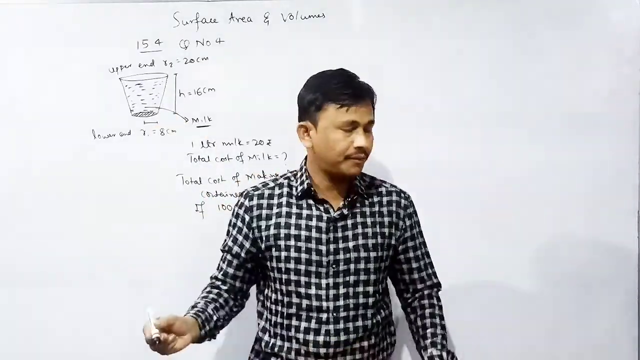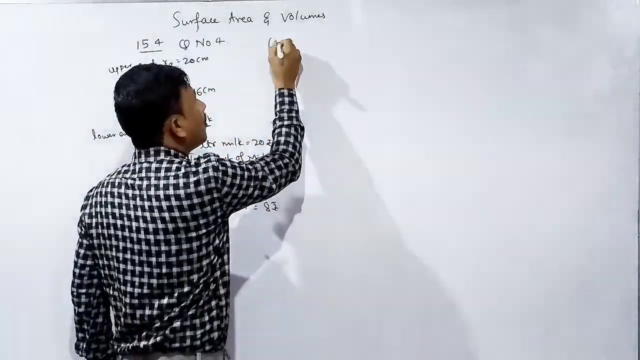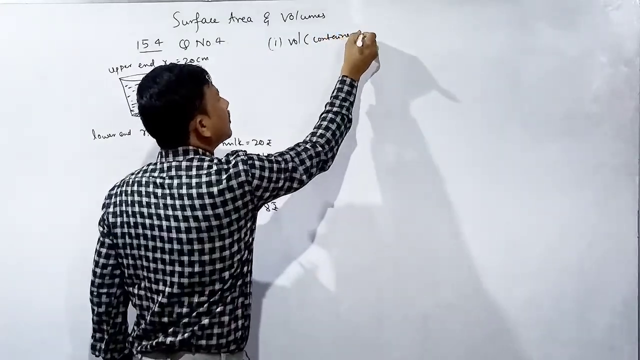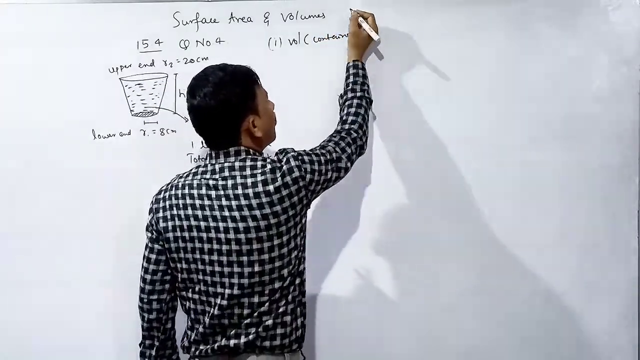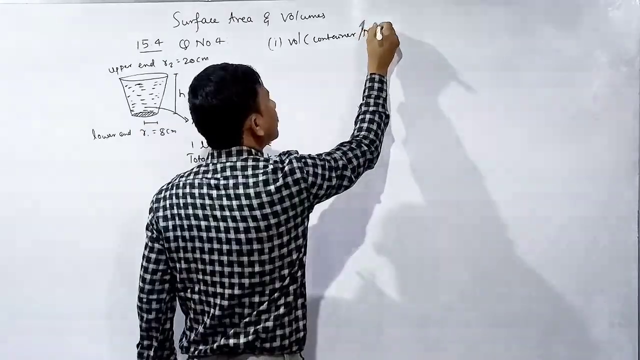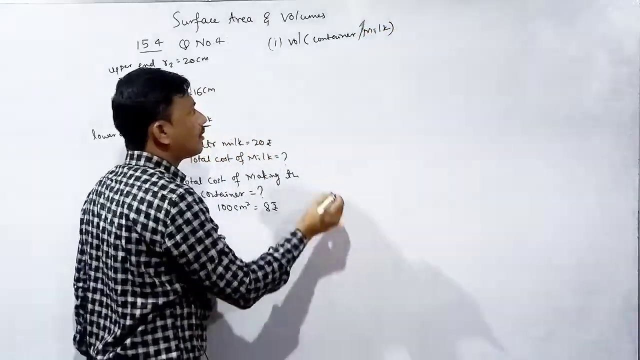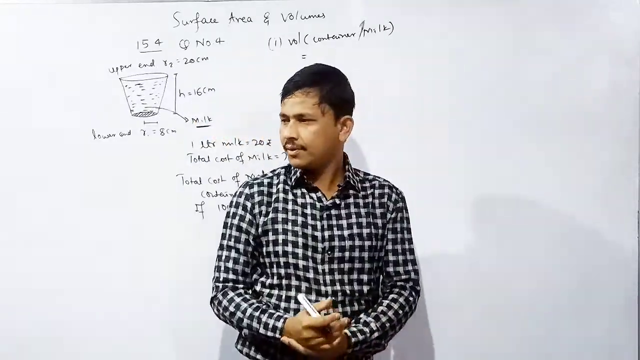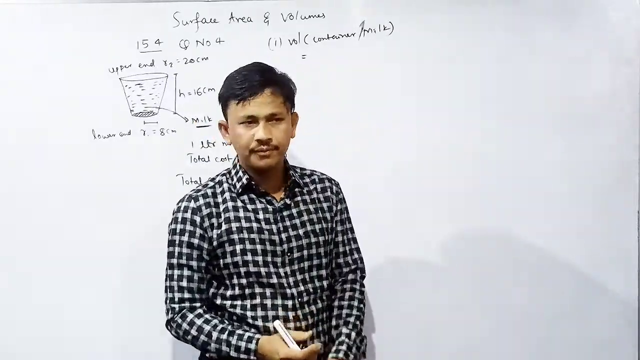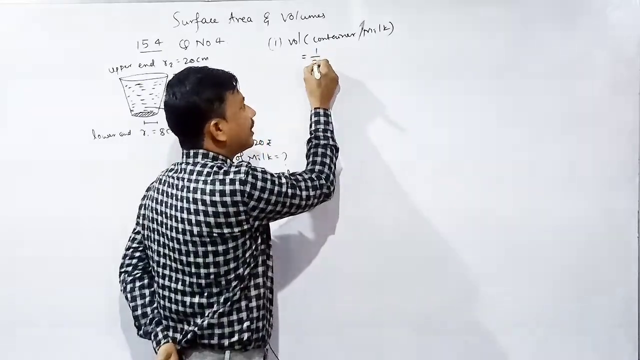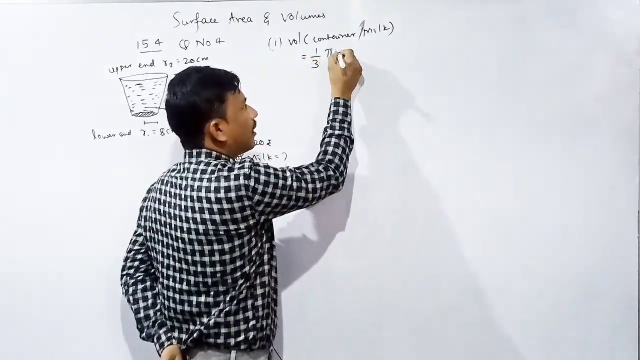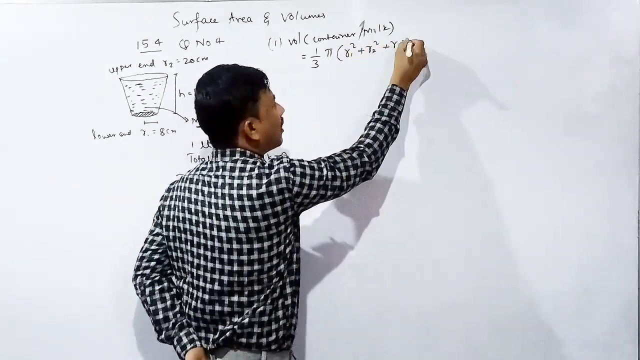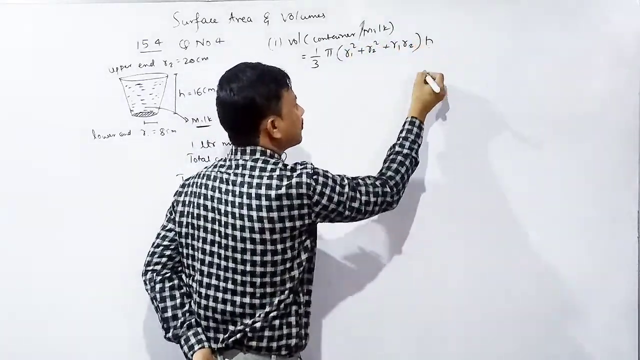Understood? Okay, the first one is volume of container, or milk. Volume of container or milk. What is the shape of the container? Frustum. Volume of frustum of a cone? 1 divided by 3 pi in bracket R1 square plus R2 square plus R1 R2 into H.